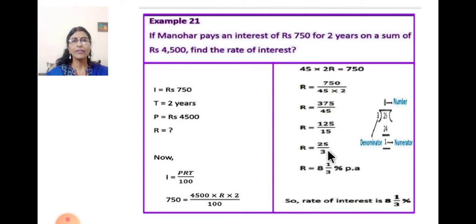And then what we'll do? We cannot reduce it more. So we will divide it. 25 will be divided by 3. 3 8s are 24. 25 minus 24, 1 is the remainder. So we'll write R is equal to 8 and 1 upon 3%. So rate of interest is 8 and 1 upon 3%.